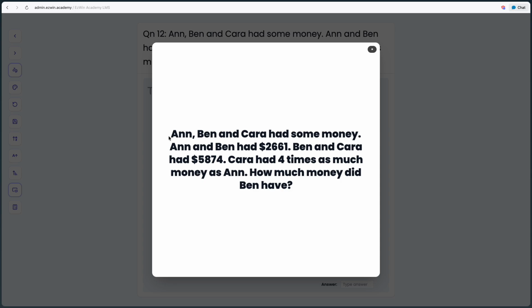Question 12. Anne, Ben, and Kara had some money. Anne and Ben had $2,661. Ben and Kara had $5,874. Kara had 4 times as much money as Anne. How much money did Ben have?